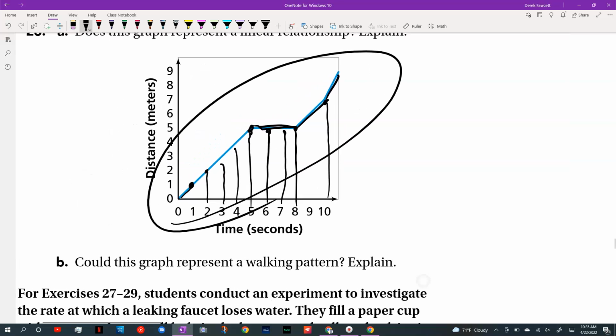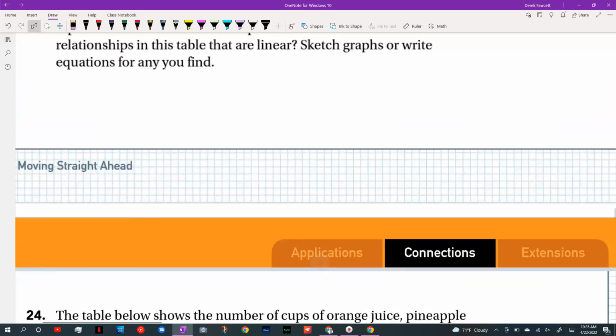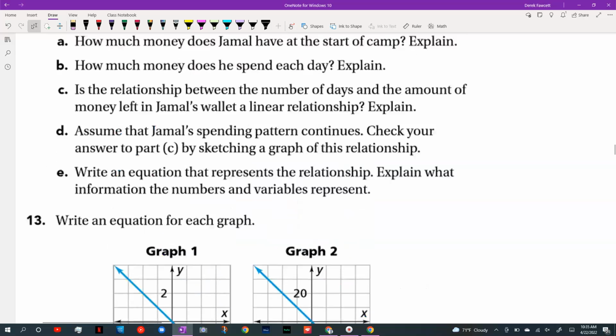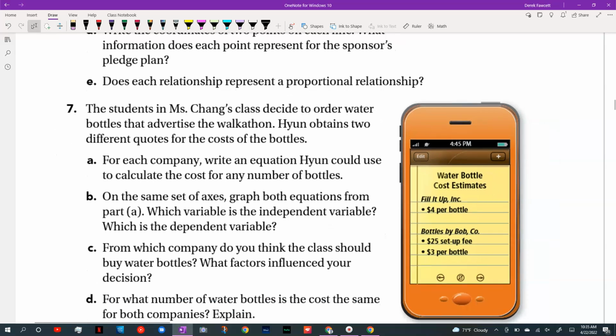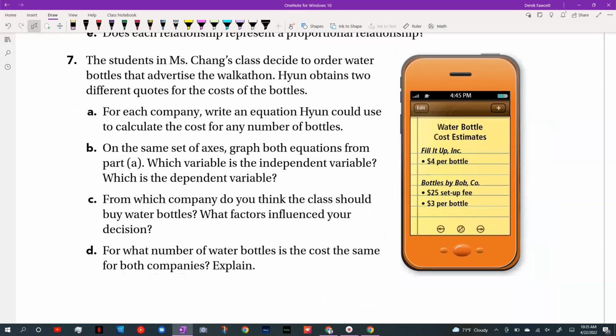Okay, let's look at 7 and 9. The students in Miss Chang's class decided to order water bottles to advertise a walkathon. Hyun obtains 2 quotes for the cost of the water bottles from each company. Write the equation. All right, so for the first one, the cost is going to be $4 per bottle. That's it. That's the equation for the first one.